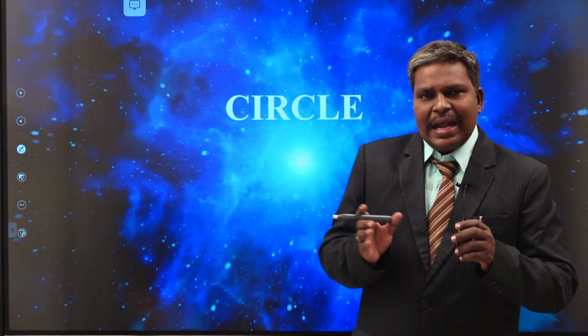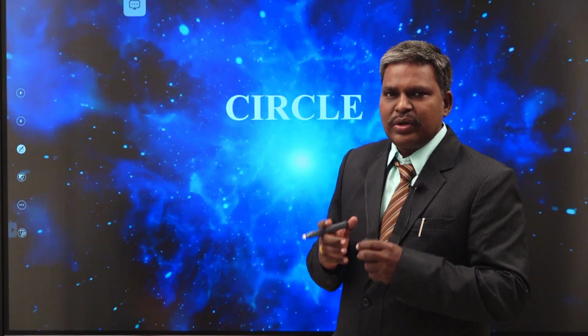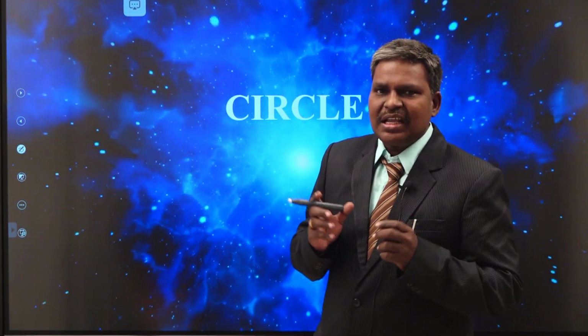Also, we have discussed how to find the equation of a circle passing through the origin and making intercepts a comma b with the coordinate axes. This is obtained from the angle in a semicircle being 90 degrees. Today, let us see some problems related to these concepts and also some geometrical properties of a circle. Let us see.